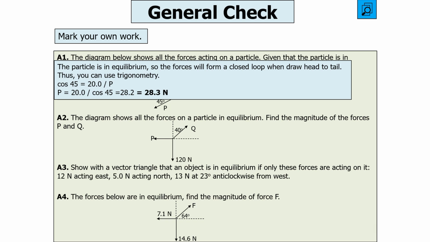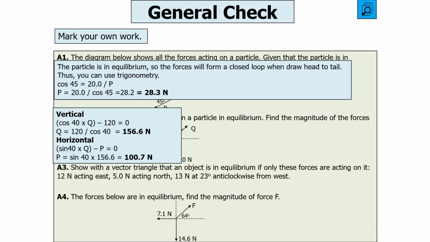So vertically, you can see that the vertical component of Q is going to equal 120, and that the horizontal component of Q is going to equal P, because they've got to cancel out to give you a particle in equilibrium. So when you work it all through, you work out your vertical component of Q and equate it, so you can work it out to be equal to 156.6 newtons, and for P 100.7 newtons.